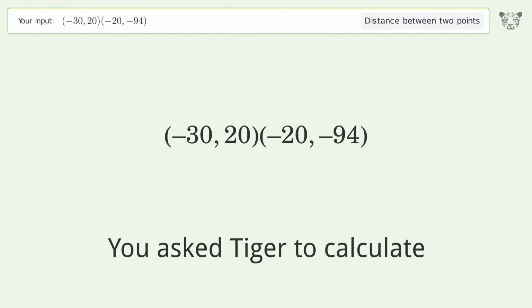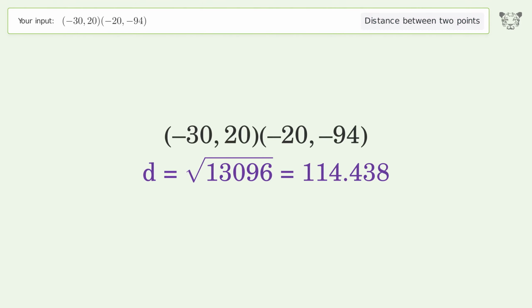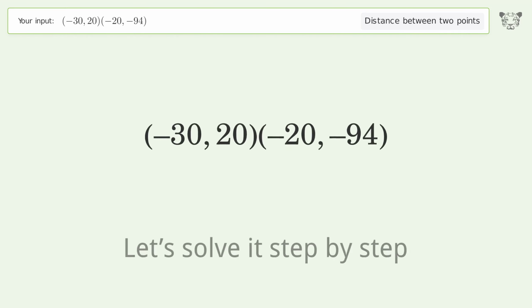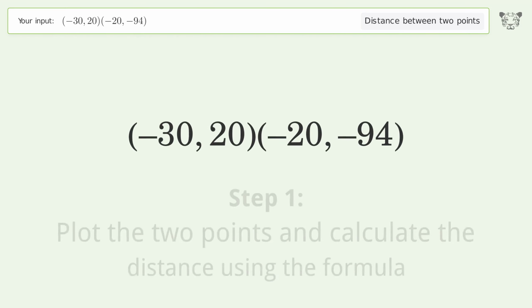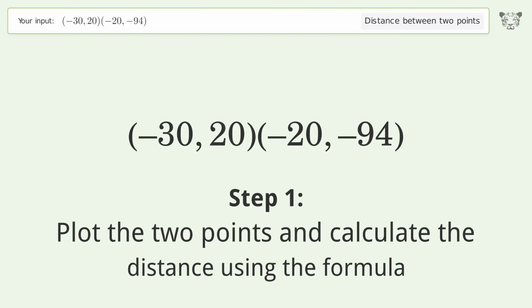You ask Tiger to calculate. This deals with the distance between 2 points. The distance between the 2 points is the square root of 13,096, or 114.438. Let's solve it step by step. Plot the 2 points and calculate the distance using the formula.